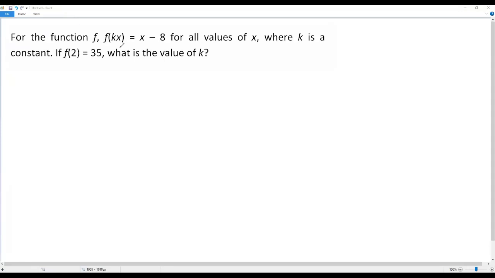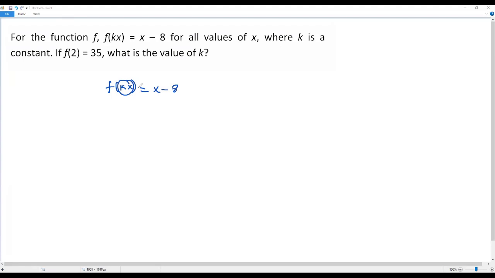For the function f of kx equals x minus 8 for all values of x, where k is a constant, if f of 2 equals 35, what is the value of k? Let me take the given function, that is f of kx equals x minus 8. Here x is multiplied by k.